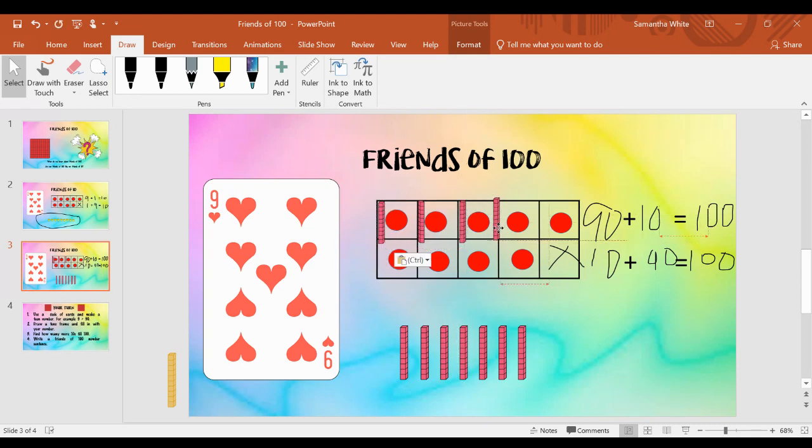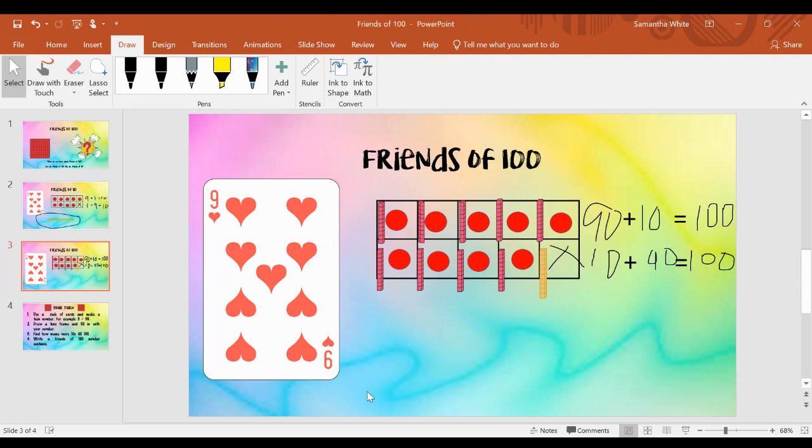Okay, so at the moment, you can see that we have 90 on our tens frame. And we have one other one, which means that we have another 10. So we know that 90 plus 10 is 100. Okay, so we have 90 plus 10 is 100.